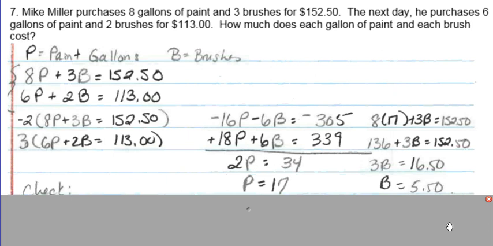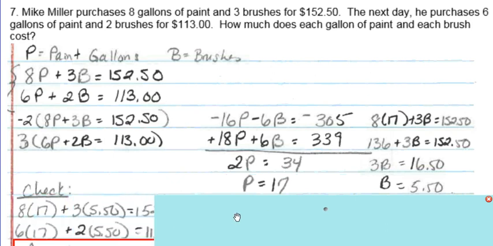The only way to make sure that these are the correct prices for each is to substitute them back into the original equations for P and B and make sure we get the first total of $152.50 and $113 for the second total. So if we substitute them in, the question is, are they balanced? Well, if I multiply this and multiply that and add them together, I should get my $152.50 back. I can multiply these and multiply those, add them together, I should get back my $113.